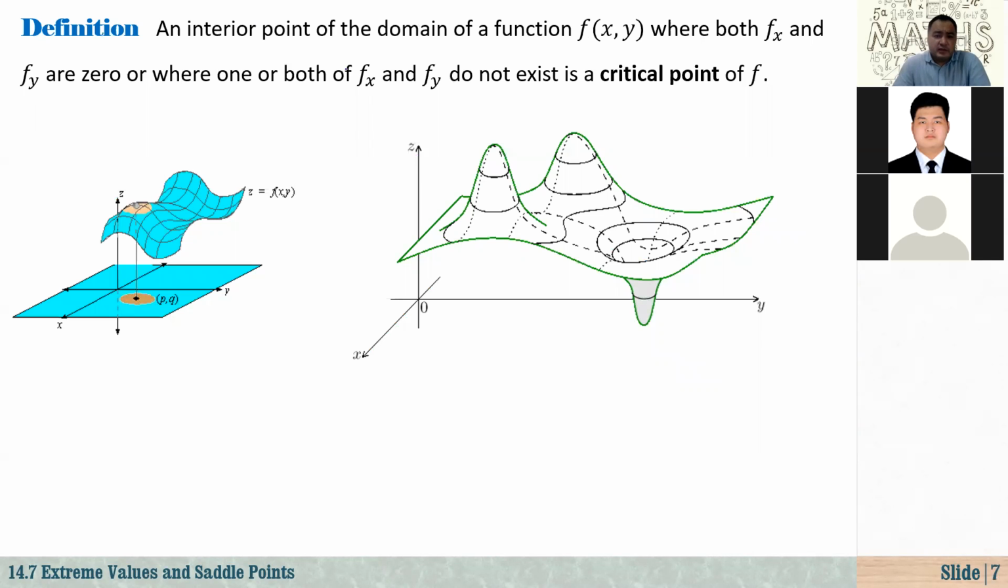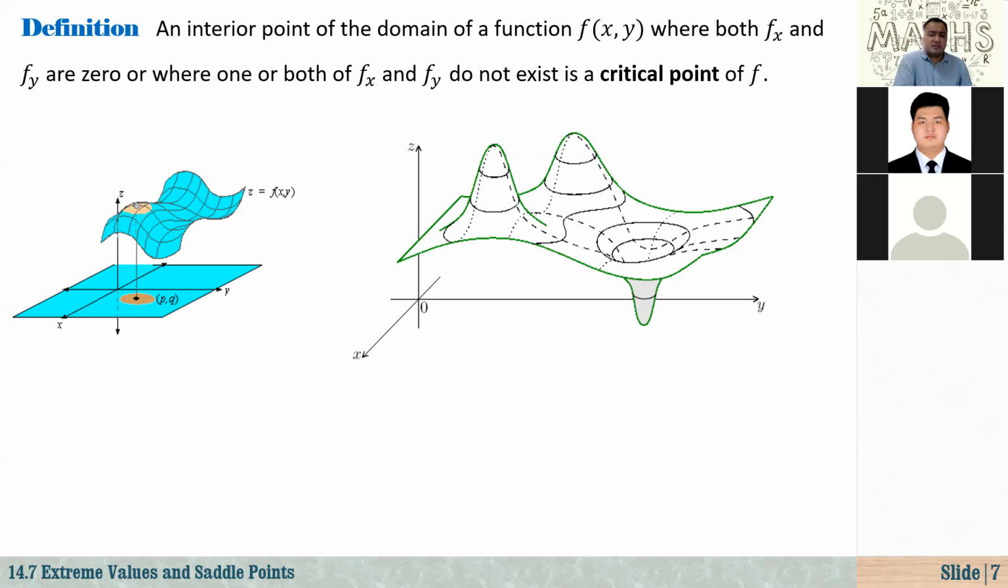Okay, an interior point of the domain of a function f, where both fx and fy are zero, or where one or both of fx and fy do not exist, is a critical point of f. Again, it's very similar to the critical point definition of a function of a single variable. If you remember, what kind of points are called critical points? The derivative of the function there should be equal to zero, or the derivative should fail to exist at that point. Then we call this a critical point of f.